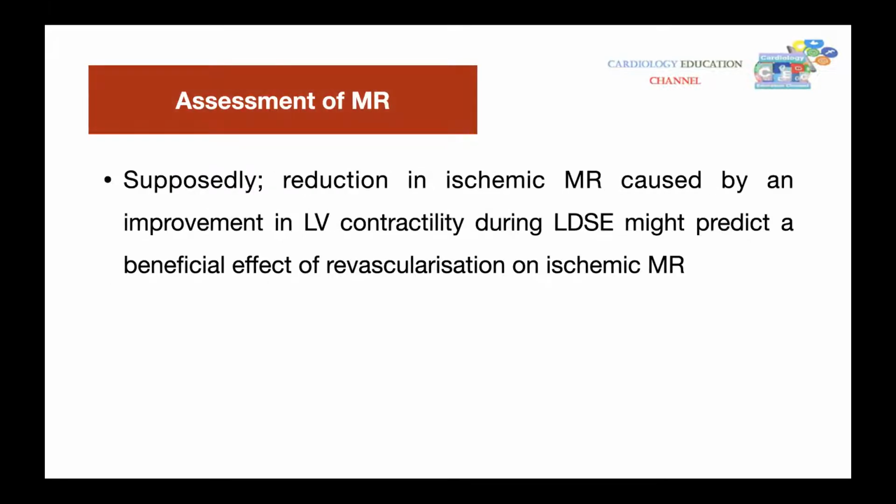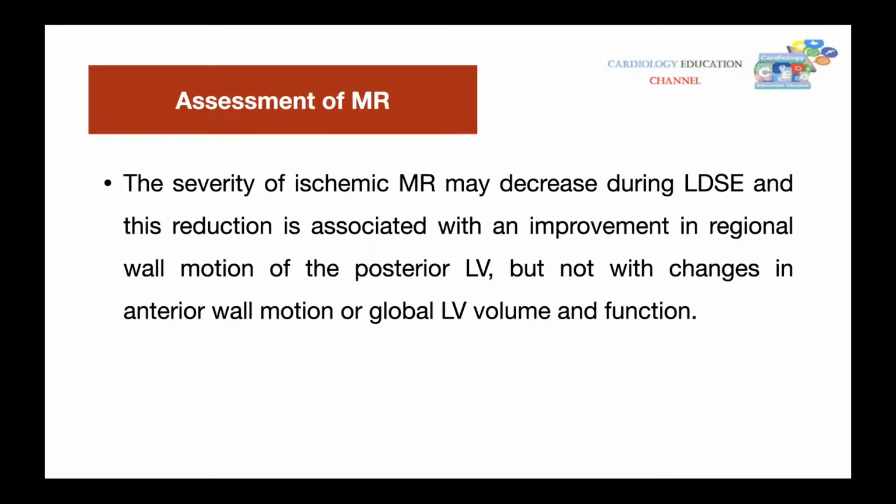And supposedly the reduction in the ischemic MR caused by improvement of LV contractility during the stress might predict a beneficial effect of revascularization on ischemic MR by dobutamine stress echocardiography, and this reduction is associated with improvement of regional wall motion abnormality of the posterior wall. So this is mostly the improvement of the mitral regurgitation that occurs when the segmental motion abnormality is in the posterior wall, but in the anterior wall it usually doesn't show that significance.